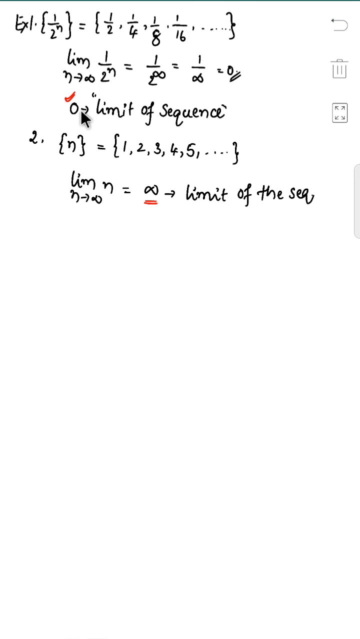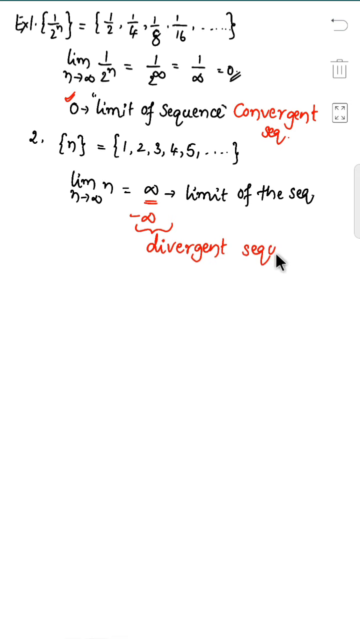So when a sequence is approaching a finite limit, such a sequence is called a convergent sequence. When any sequence is approaching an infinite limit, whether it is positive infinity or negative infinity, we call such sequences divergent sequences.